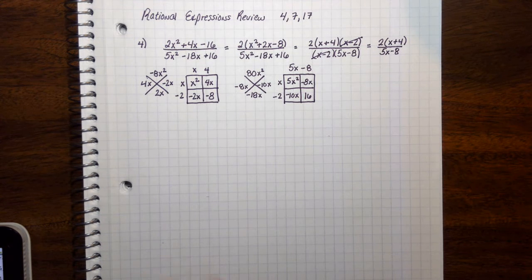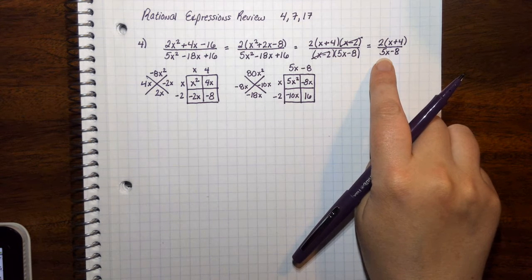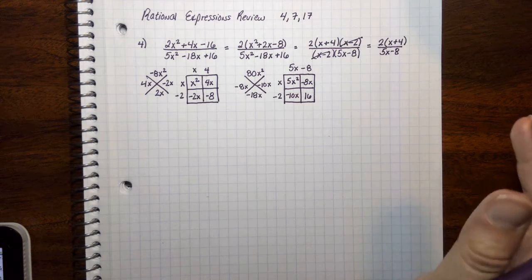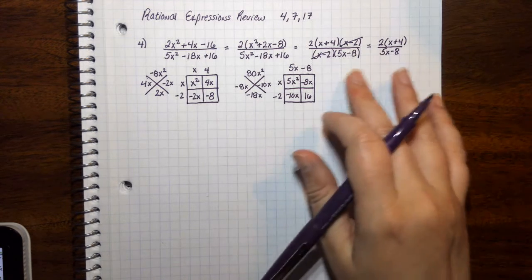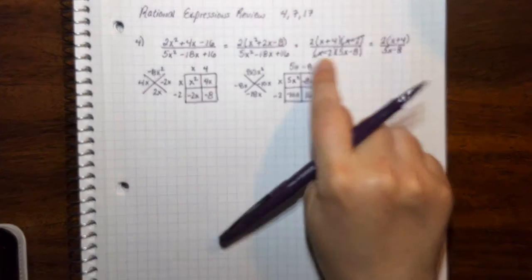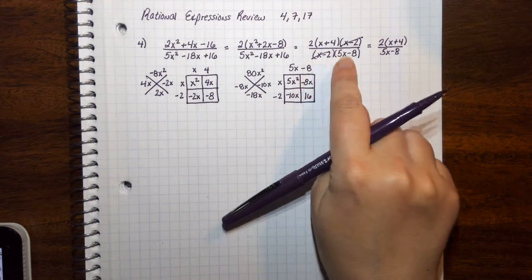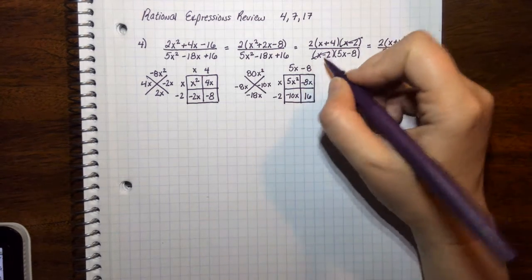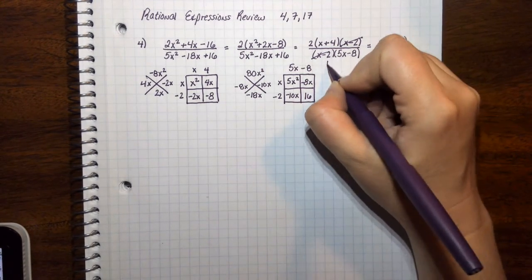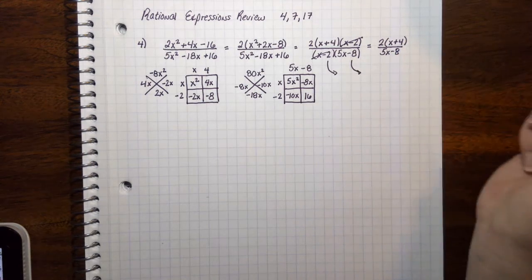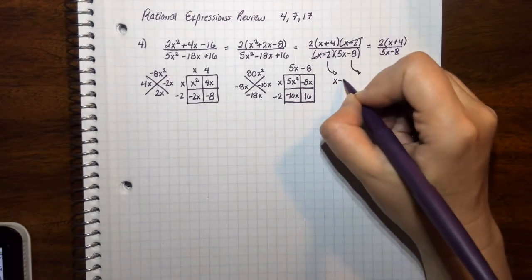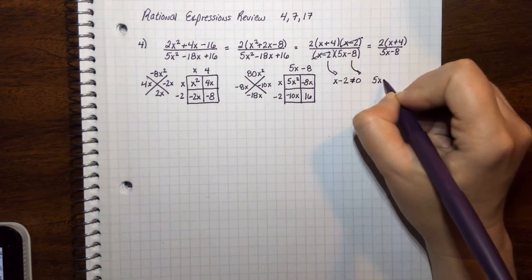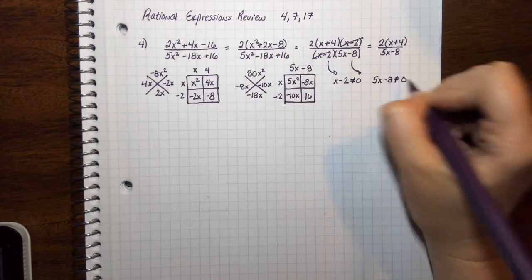It said simplify each, so here we have simplified, and state the excluded values. I want to make sure that you guys understand, I've said this several times in my previous videos, but you get your excluded values from the factors in the problem before you cross things out. So I need to get excluded values for both of these. Okay, so x minus 2 cannot equal 0, and 5x minus 8 cannot equal 0.